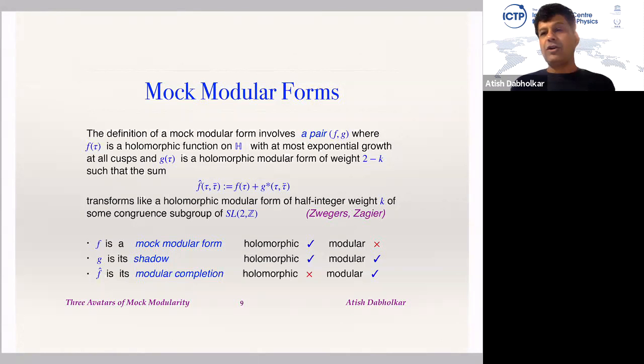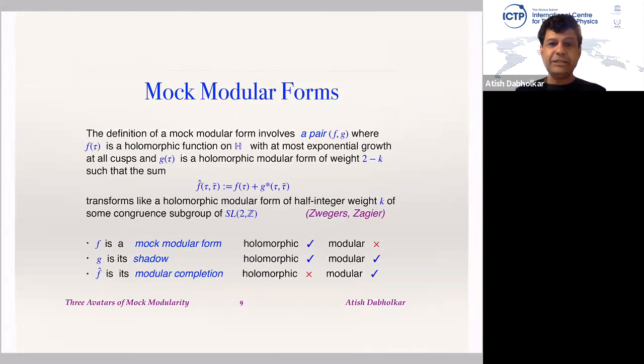So now, what is a mock modular form? The modern definition of a mock modular form, for example, given by Zwegers and Zagier, and also in our paper with Murthy and Zagier, is that it's a pair f and g, where f is a holomorphic function on the upper half plane, not growing too rapidly at infinity, for example, and g(tau) is a holomorphic modular form of weight 2 minus k, such that a quantity called f hat, which is the sum of f(tau) plus g star of tau and tau bar, and I will tell you what g star is.